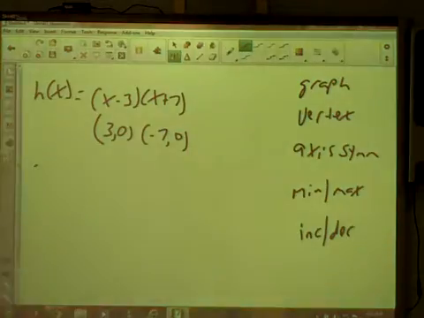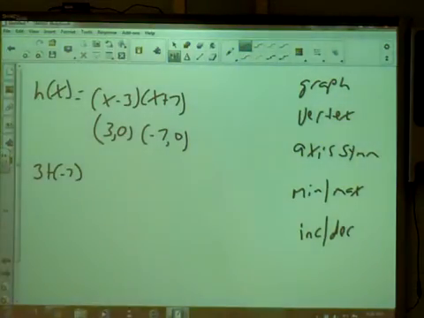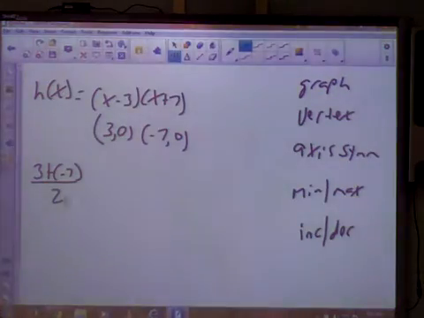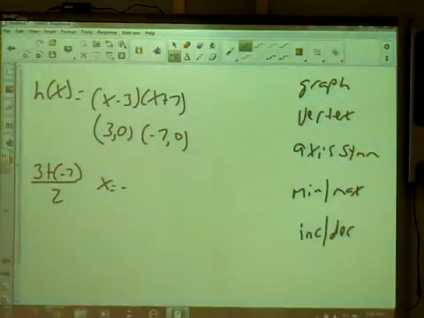So I'm going to do 3 plus negative 7, and half that, that's going to tell me my axis of symmetry. 3 plus negative 7 is negative 4. Half of that is -2. So there's your axis of symmetry.